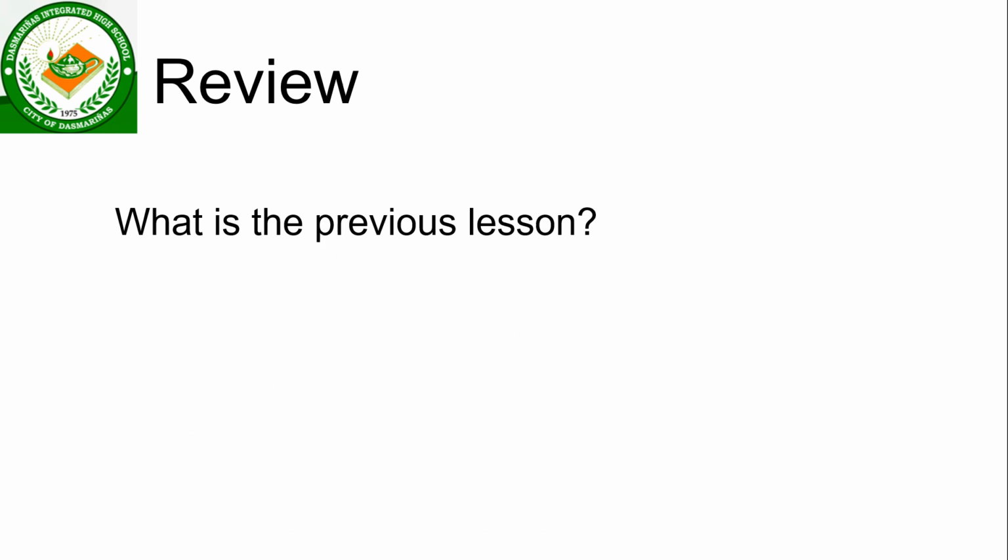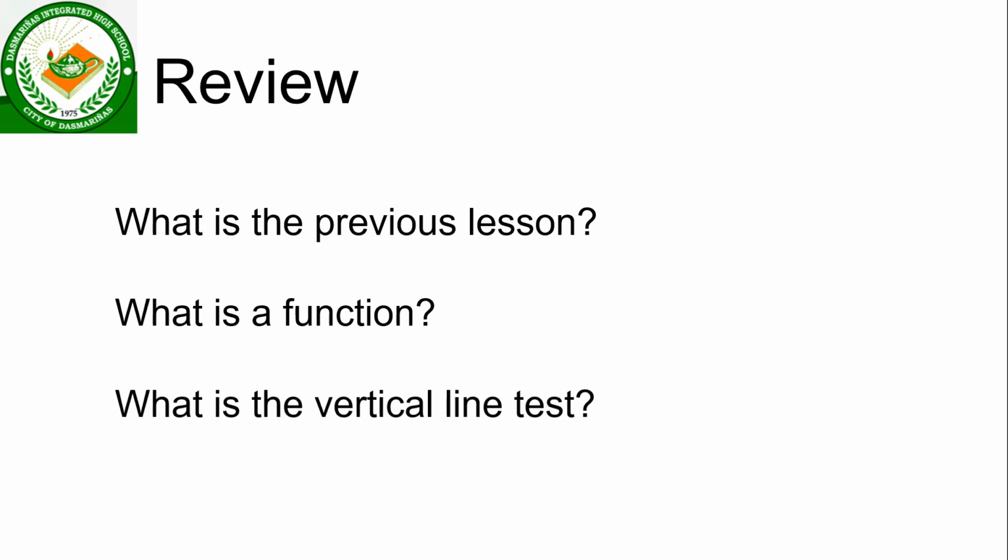So for our review, what is the previous lesson? We discussed graphing rational function as well as how to determine the intercepts, zeros, and asymptotes of a rational function. So what is a function again? A function is a set of ordered pairs whose single element of the domain is paired to exactly one element of the range. And what is the vertical line test?